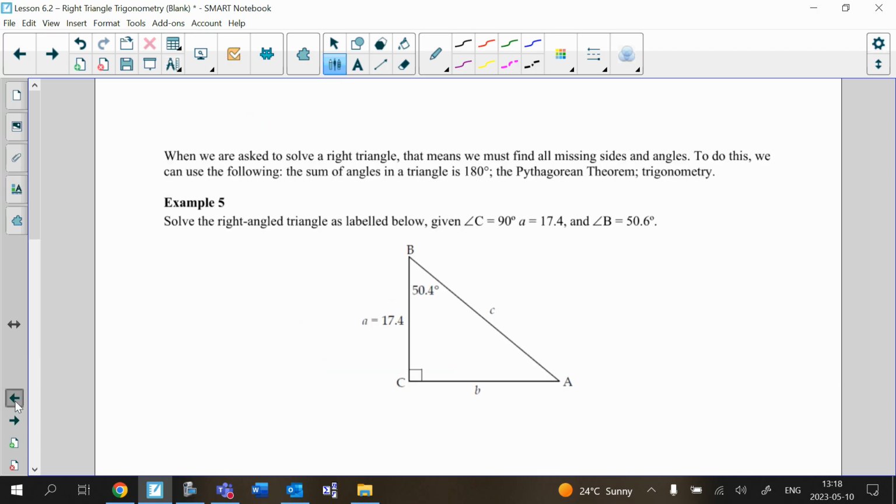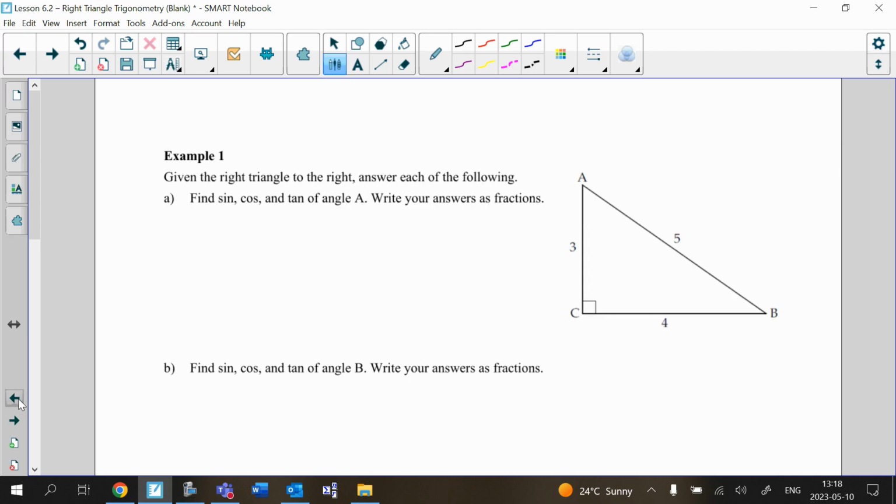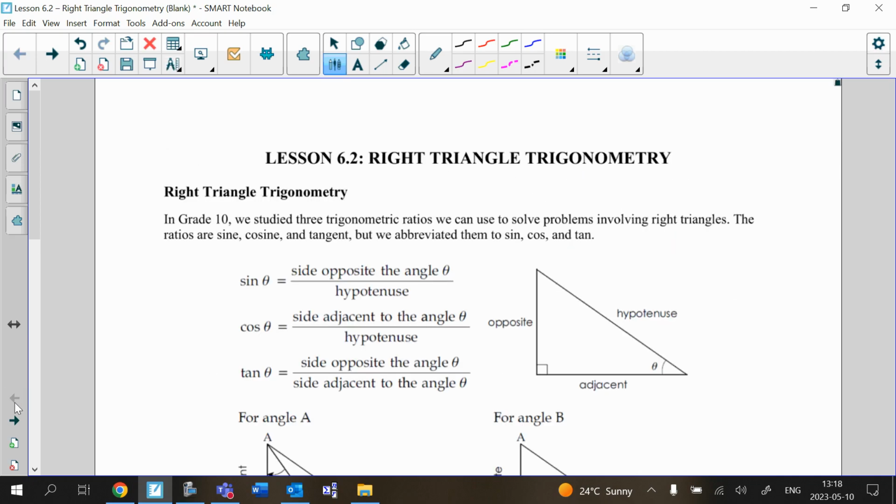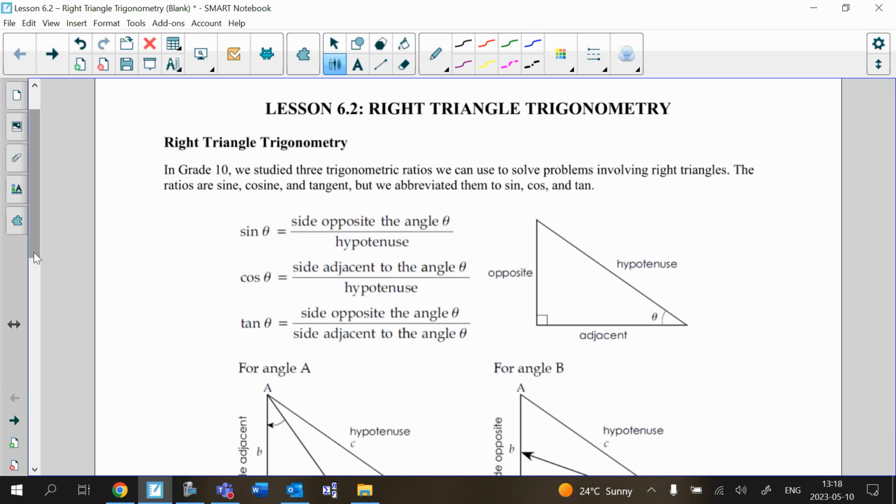Because that's what we're more concerned with. So this was done in grade 9 if you're in the accelerated, in grade 10 if you were in the regular stream, where we learned about 3 trig ratios that help us find missing sides and missing angles in right triangles. And those ratios are sine, cosine, and tangent.